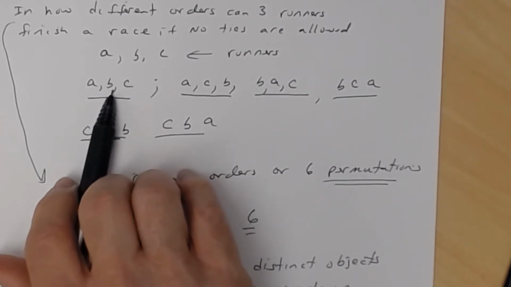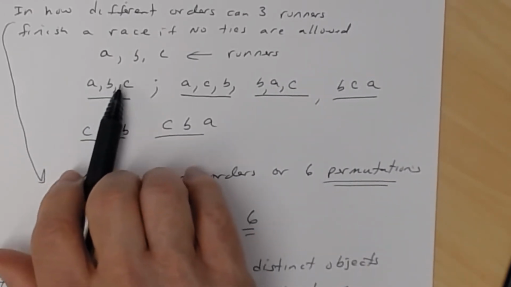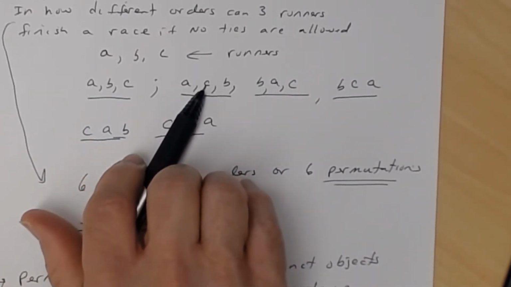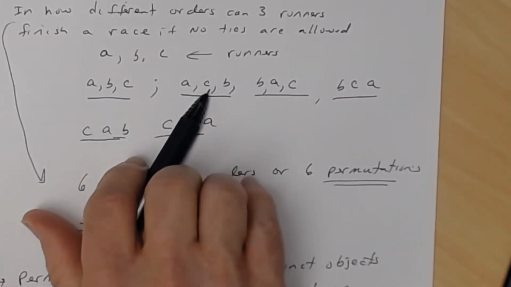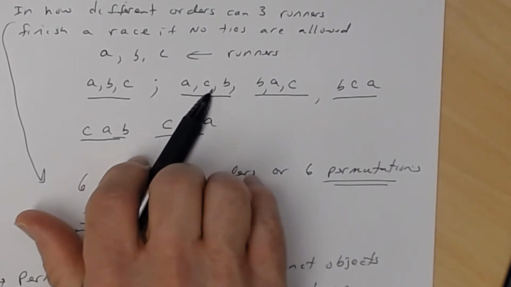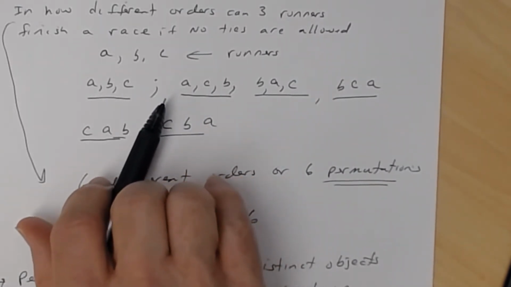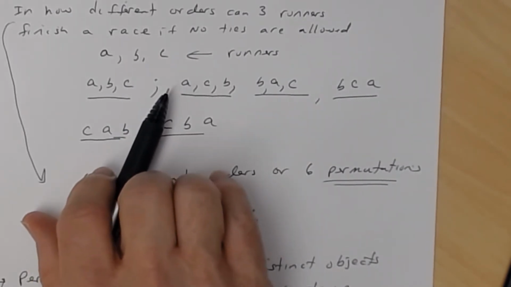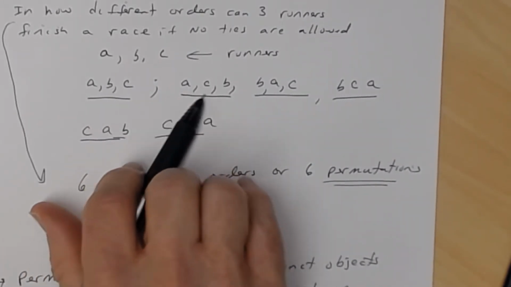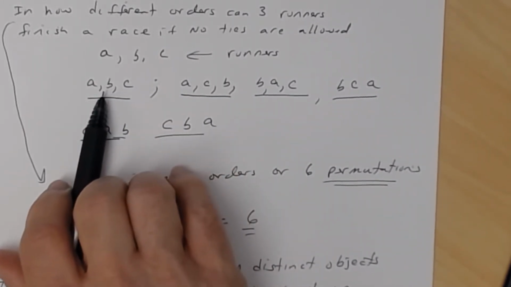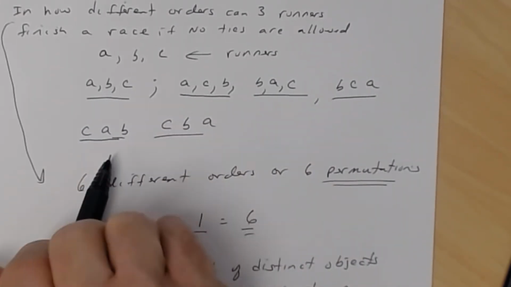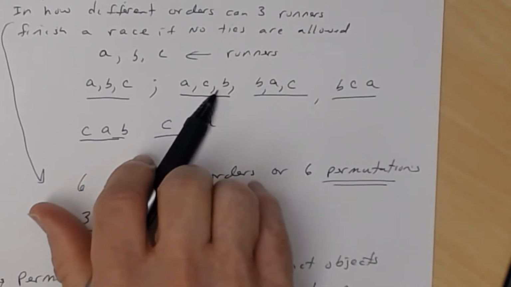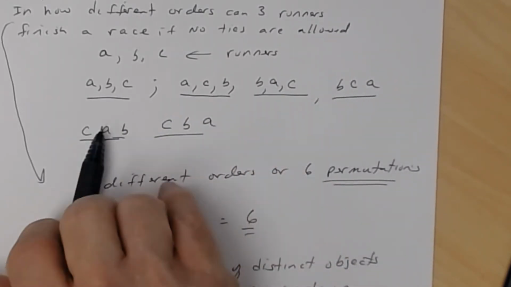Because A, B, C, this is first, second, third. This is first, second, third, right? So second here is B, second here is C. So that order is not the same as that order, okay? So order matters. Order matters. This order is different than this order. So these are 6 different permutations. The order in which you wrote them did matter.